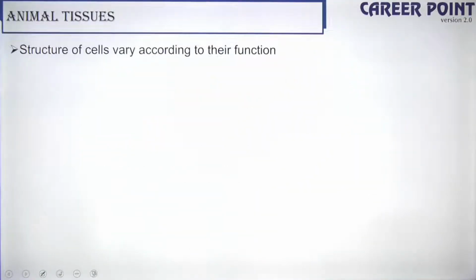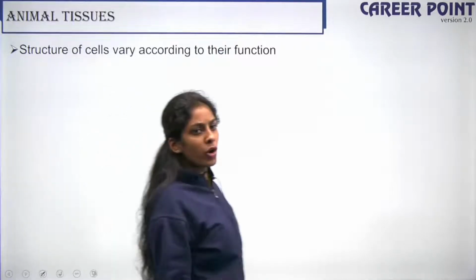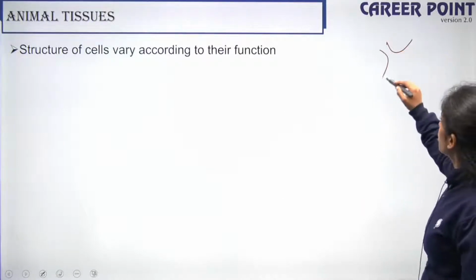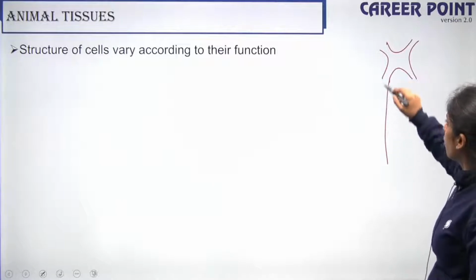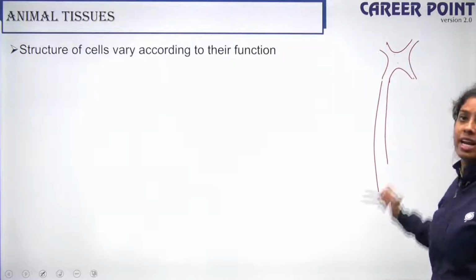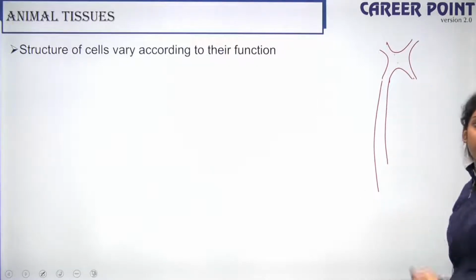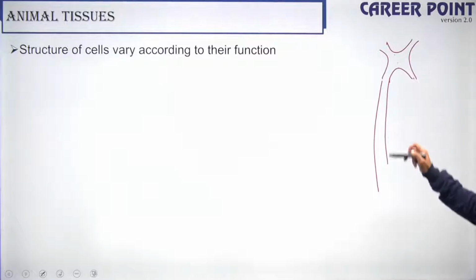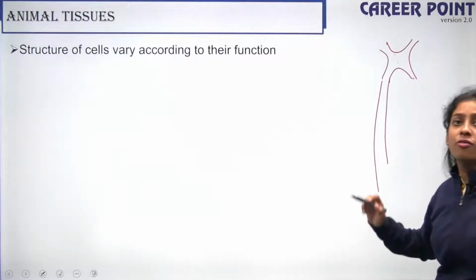In animal tissue, the structure of the cell varies according to its function. The function it is going to perform, accordingly the structure is designed. So how is a neuron designed? Do you all know the structure of a neuron? I know I haven't taught you neural control and coordination, but we have the slightest idea. This is your axon, this is your dendrite, cell body and axon. Depending on the function of your cell, the structure is created. The function of your neuron is to transmit impulse, and hence it is made up of such a structure.